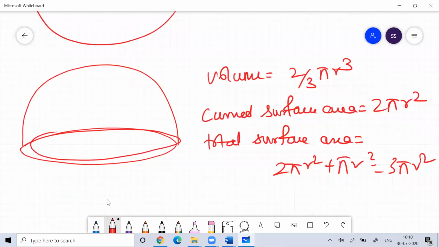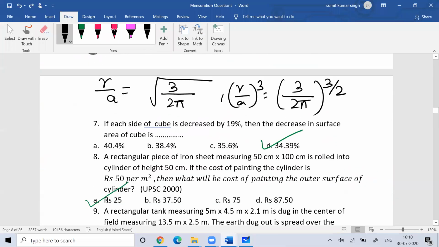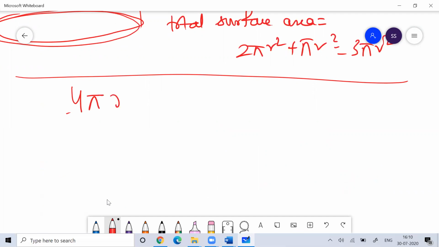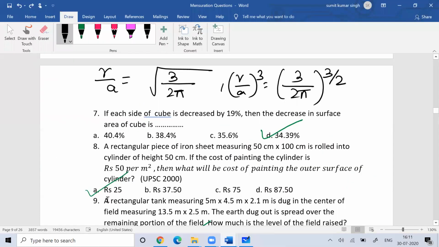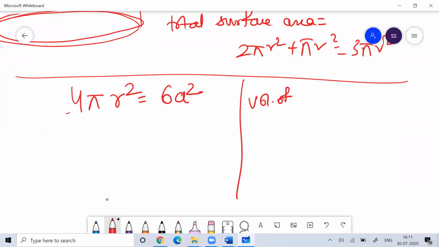So what they have given in the problem is that the sphere and the cube have the same surface area. They're asking you the ratio. They're asking you the ratio of the volume of sphere by the volume of cube. This is what they're asking you.